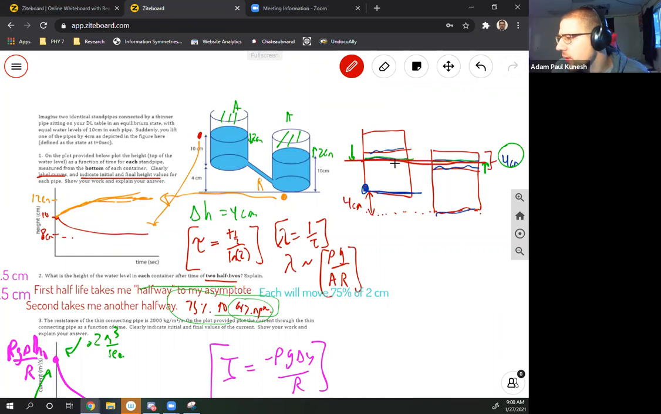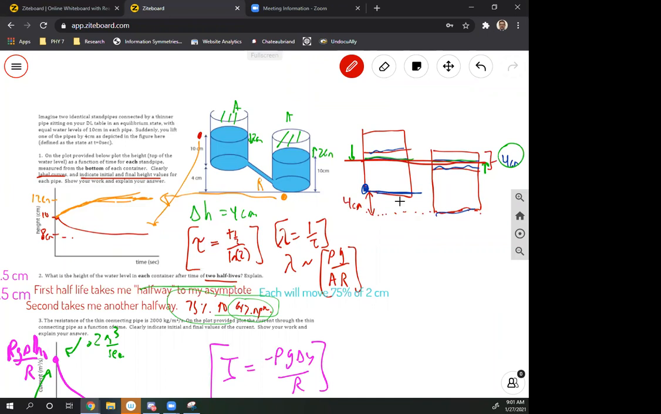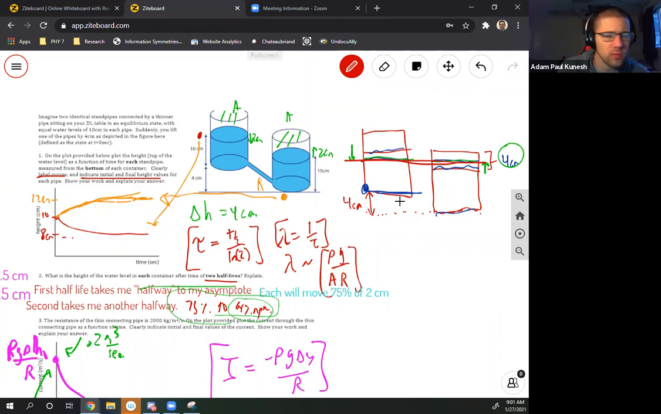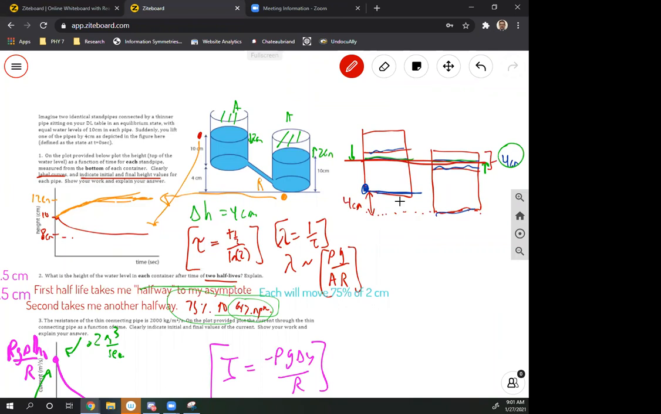So in the first half-life, they're each going to move 1 centimeter. So they're each going to be now 1 centimeter away from the asymptote. In the second half-life, they're going to move 0.5 centimeter. So they each move 1.5 centimeters total. Okay, that makes sense.